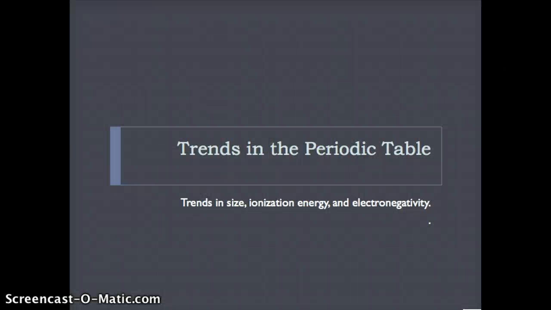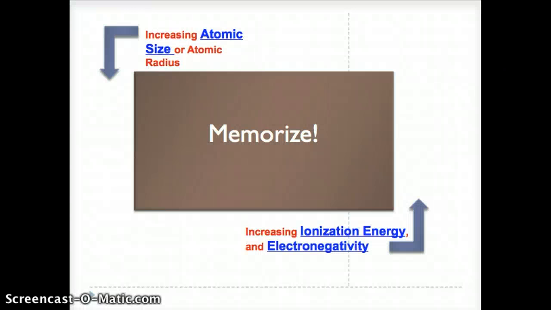So we didn't talk about this. We went straight into this slide right here. This is something that you have to memorize. Okay, you have to memorize this little box. This little box represents the periodic table.